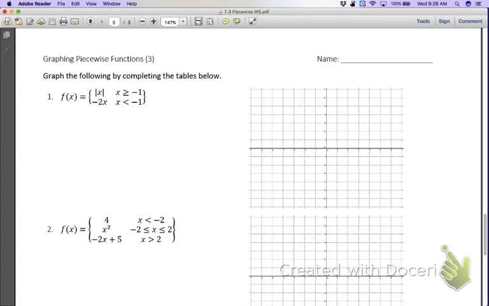Okay, those reference points, like on number 1 where it's -1 and -1, that's going to go in both equations. It's just a matter of making sure that you know that one is going to be a closed circle and the other one's going to be an open circle. Or at least in that case.